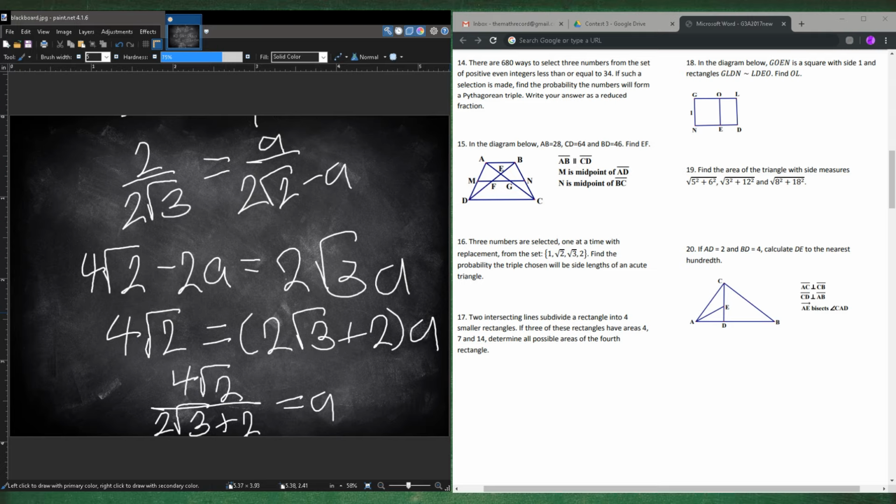And the answer set rounds to the nearest hundredths. So using a calculator, 4 times square root 2, divided by 2 square root 3 plus 2, and you should have an answer that comes out to 1.035276, etc. So you round up to 1.04. So that's your answer, 1.04, rounded to the nearest hundredth. But this is the most precise answer. So if you write this down, you're going to get it wrong, but technically you're not wrong.